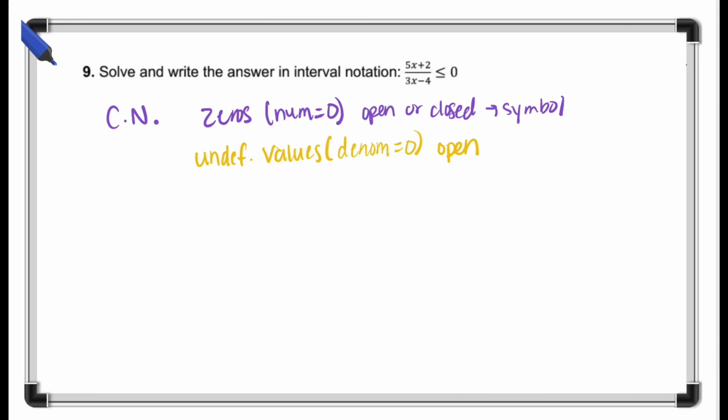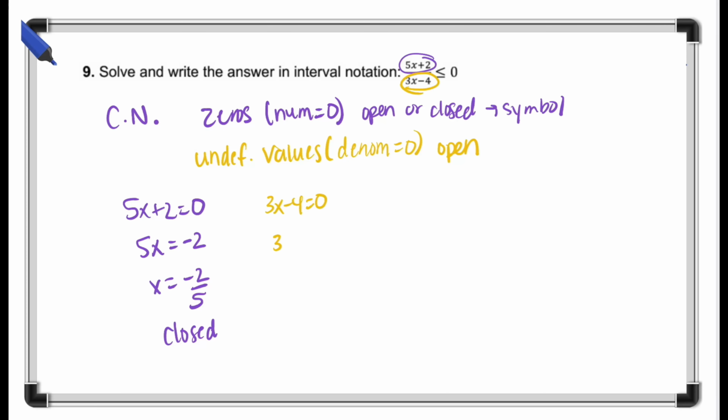Now let's go ahead and figure out what your critical numbers are here. We're going to find the zeros by setting your numerator, 5x plus 2, equal to 0. You subtract 2, and then x would be negative 2/5. Based on the symbol, because it's less than or equal to, this one is going to be closed. Now to find the undefined values, your denominator, 3x minus 4 equals 0. Add 4 to both sides, x is 4/3, and this one will always be open.